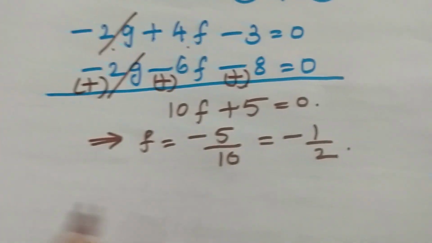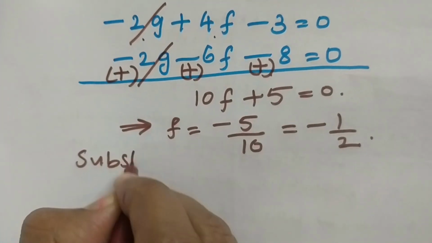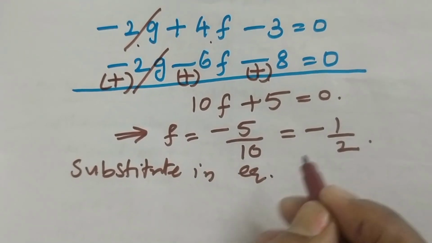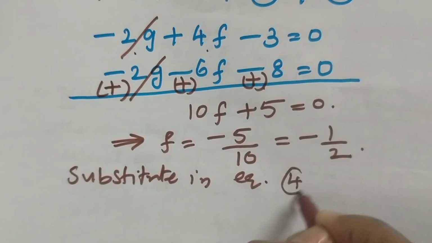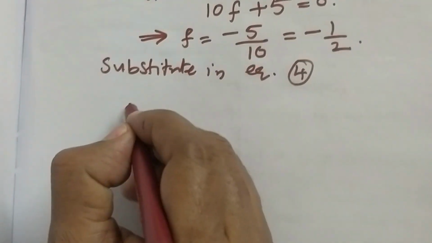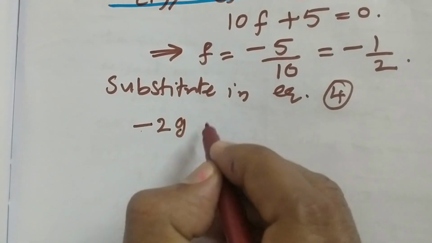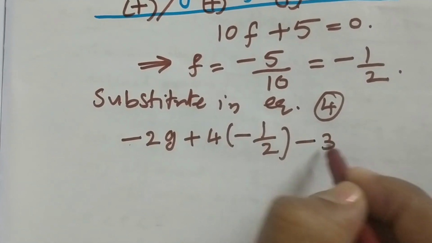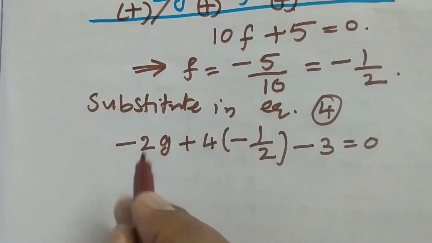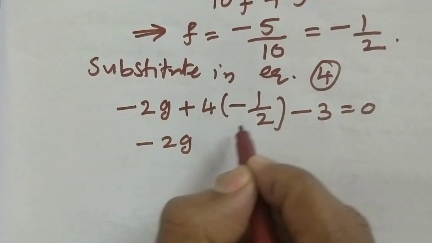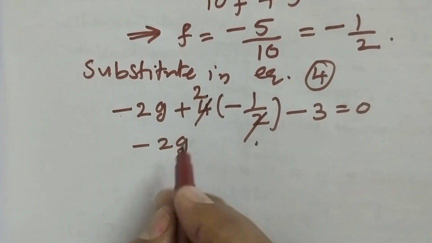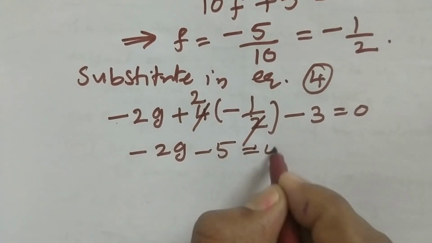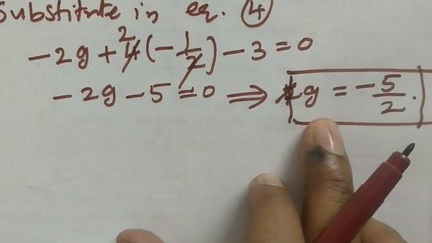Substitute in equation 4, that is minus 2G plus 4 into F, F is minus 1 by 2, minus 3 is equal to 0. That is minus 2G, 2 1s are 2, 2 2s are 4. This is minus 2 and this one is minus 5 is equal to 0. This gives us G is equal to minus 5 by 2.